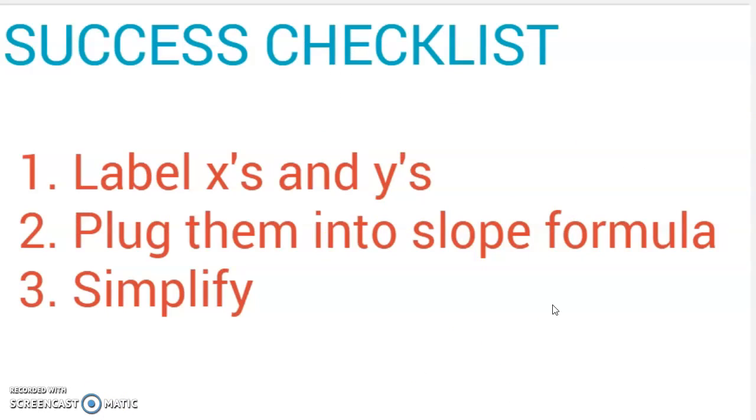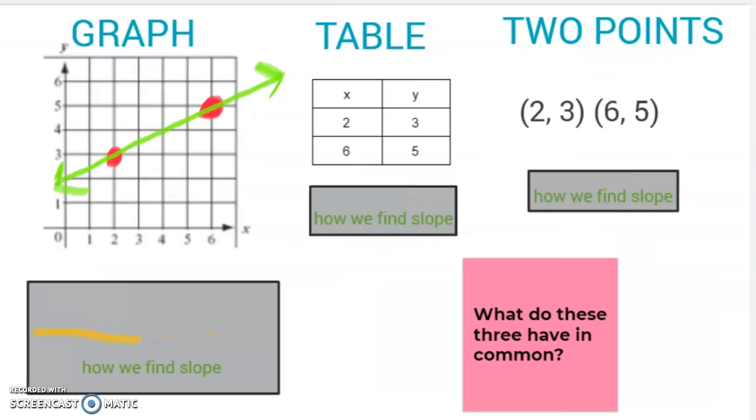Okay, so if you remember from last class, our checklist was to label the x's and the y's, to plug them into our slope formula, and then to simplify. Okay. So in looking at this slide here, I would like you to pause, take a moment to look at the 3 different representations: a graph, table, and then 2 points, ordered pairs, right? And I want you to answer this question right here. What do these 3 points have in common?